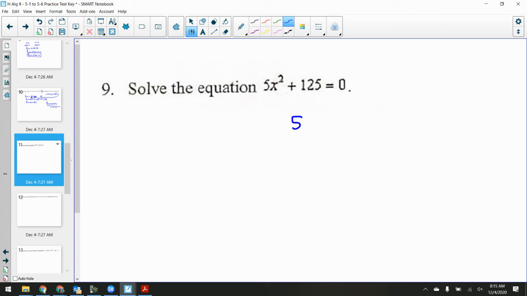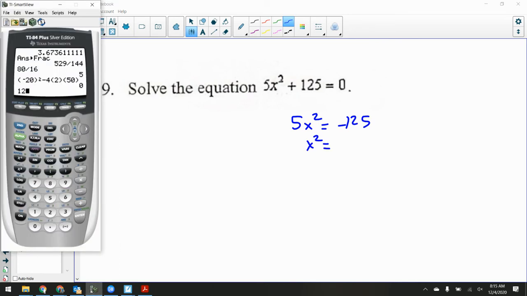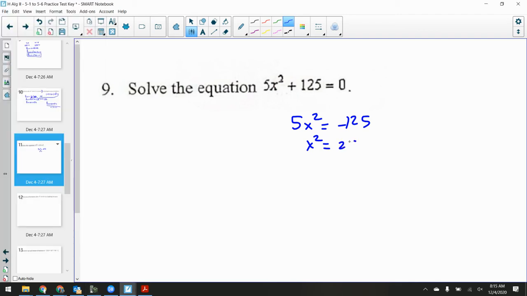Subtract over the 125. 5x squared is equal to negative 125. I divide by 5, okay. 125 divided by 5 is just negative 25. Okay, plus or minus the square root of, don't forget about the plus or minus. What's the answer here? What's the square root of negative 25? 5i. Plus or minus 5i. The square root of a negative is an i.